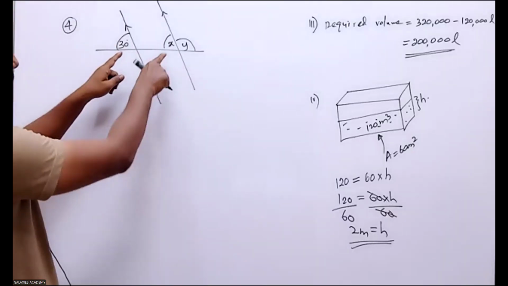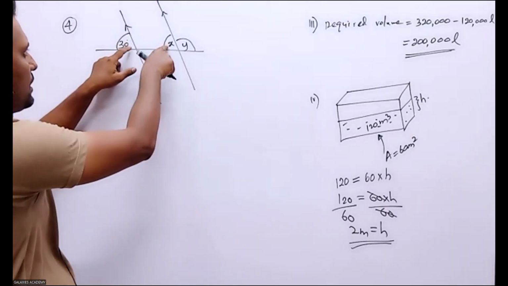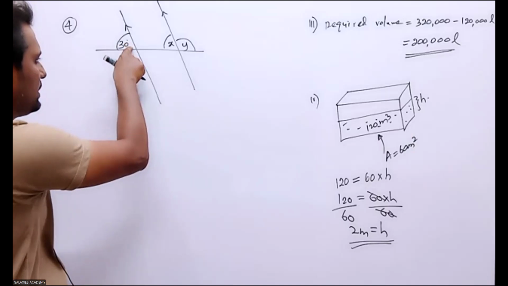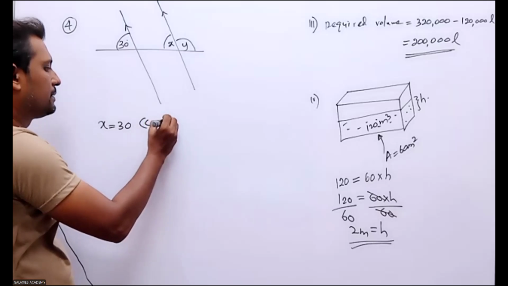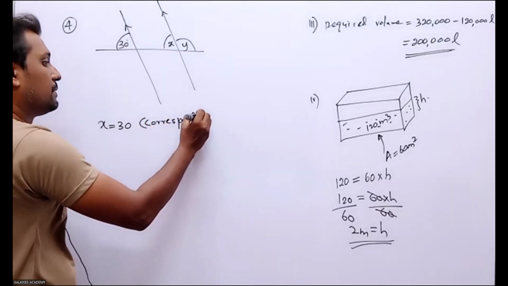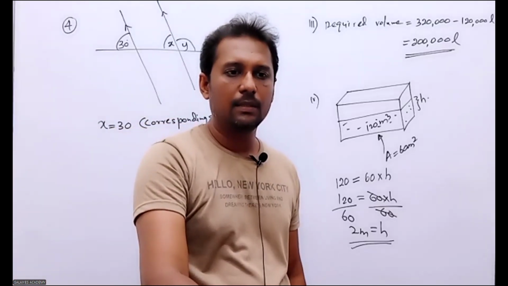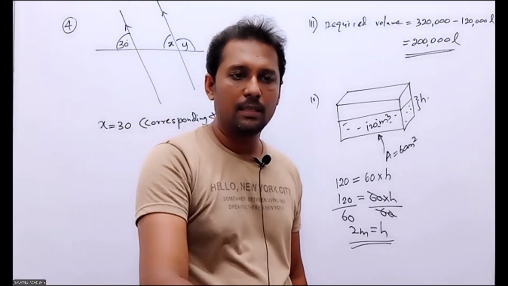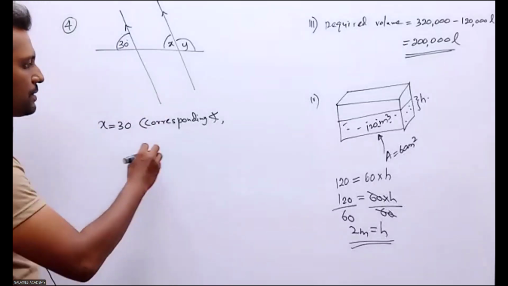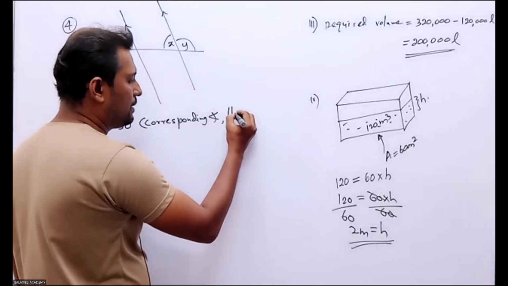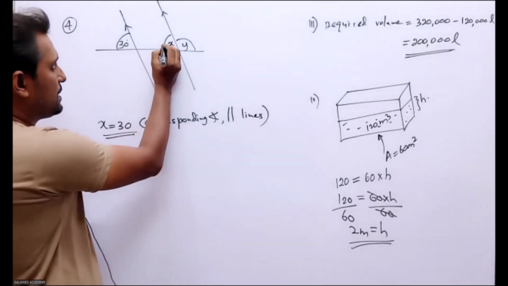Can you see these two? Which type are these two? F shape, corresponding angles, no? So x equals 30. You can write corresponding angles. Then, in the diagram no letters are given, so you can write parallel lines. So, comma, parallel lines. X is 30. This one is 30.